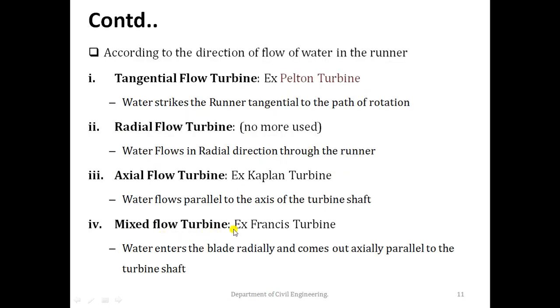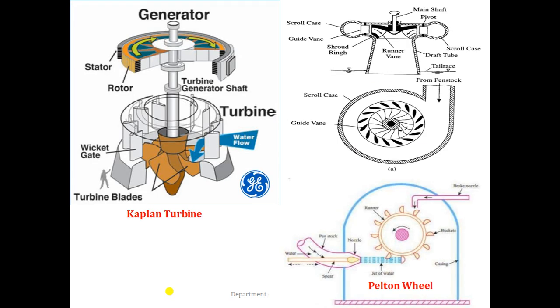Mixed flow turbine. The example for this is Francis turbine. So here the water enters the blade radially and comes out axially, parallel to the turbine shaft. So this diagram gives you an idea about Francis turbine. So this is the top view of the Francis turbine. The water is entering the turbine radially through the scroll casing and as it passes through the guide vanes, it hits the turbine vanes and it is coming out of the system parallel to the axis of the turbine shaft.